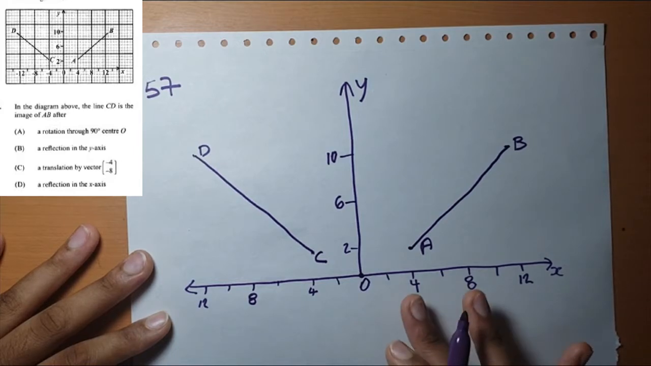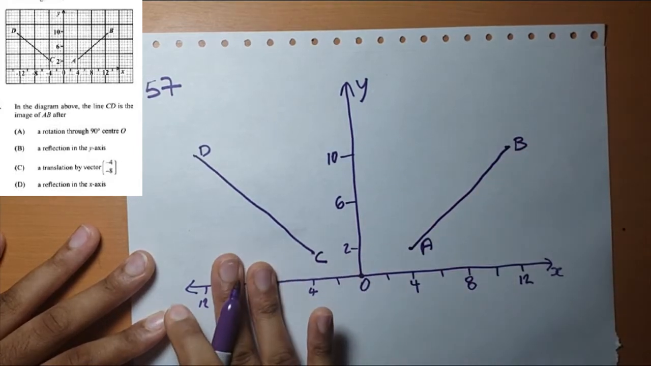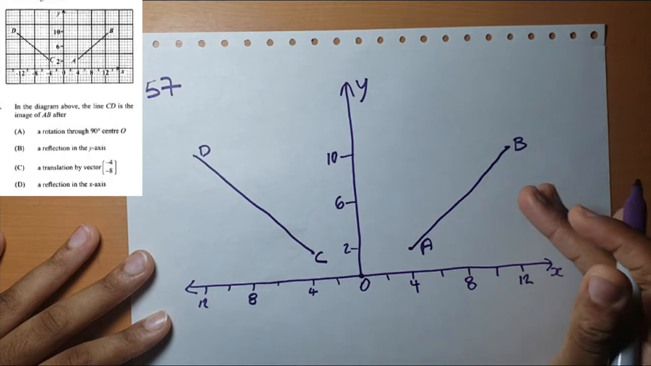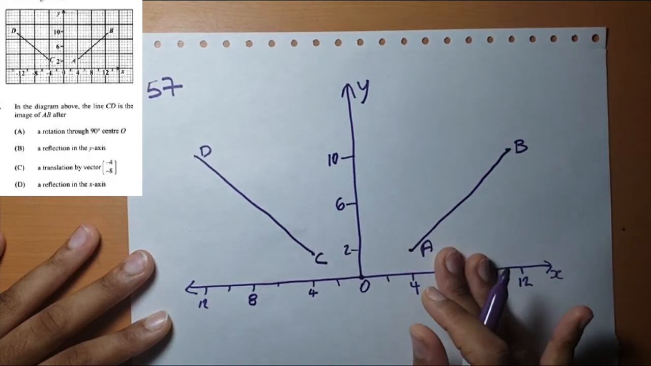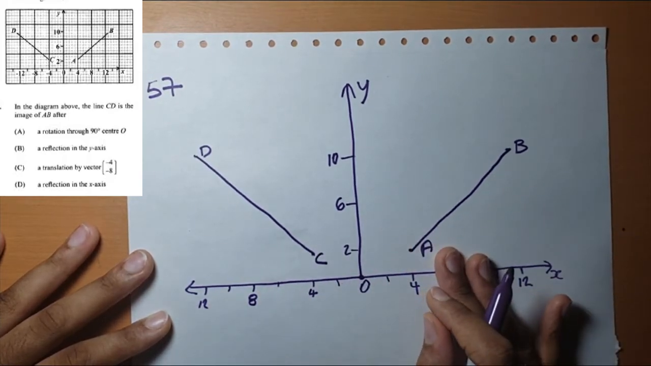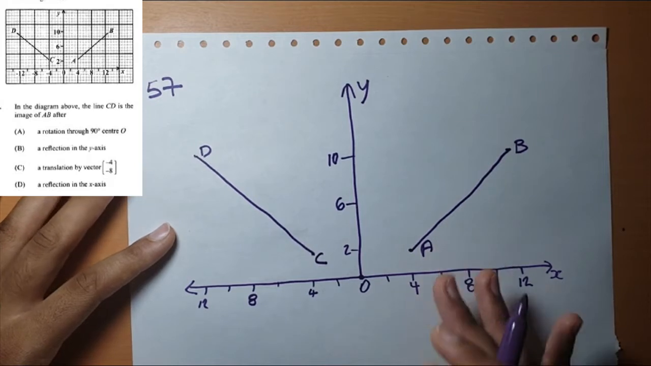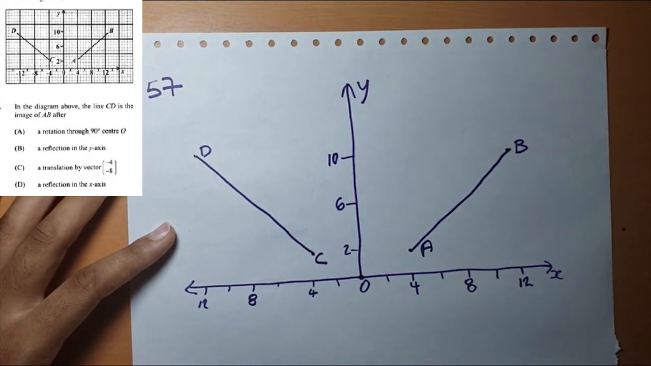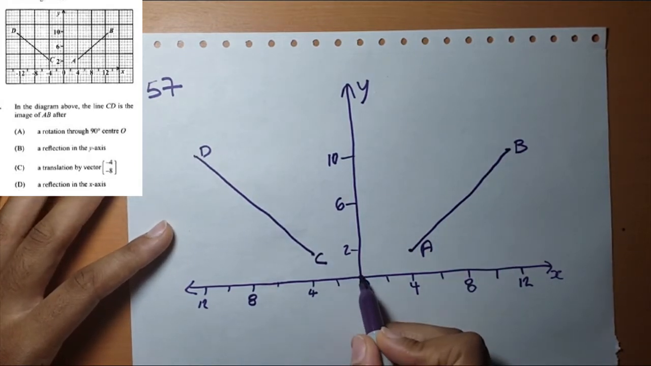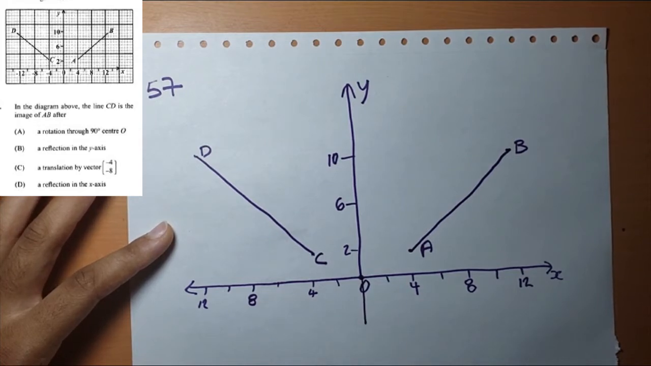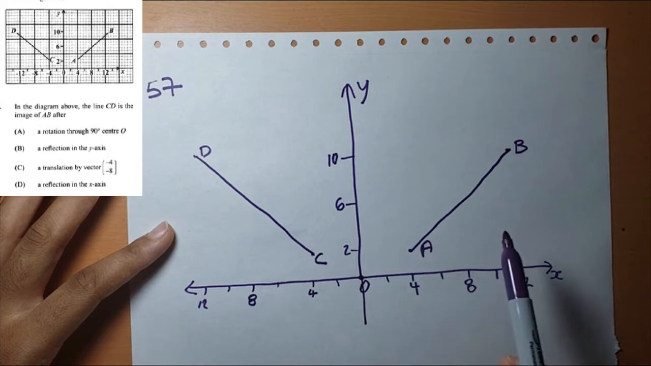In the diagram above, the line CD is the image of AB. So this is the image, and this is the original. This is the image of AB after a rotation through 90 degrees, center O. So let us eliminate. Is it a rotation of 90 degrees through the center? Just by looking at it, no, it is not.